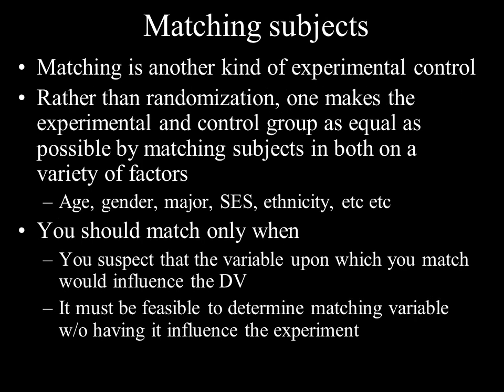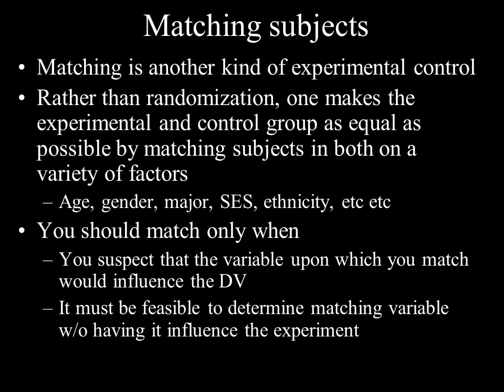Now, another way of controlling is by matching subjects. So instead of randomizing people, what you might want to do is make two groups be more equivalent by making the groups seem as equal as possible on variables that you might think matter.